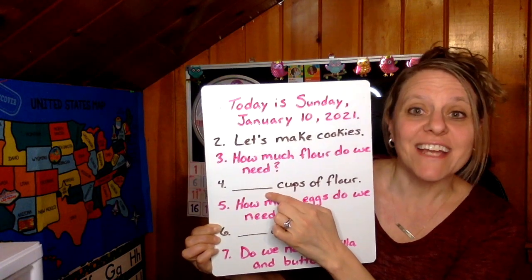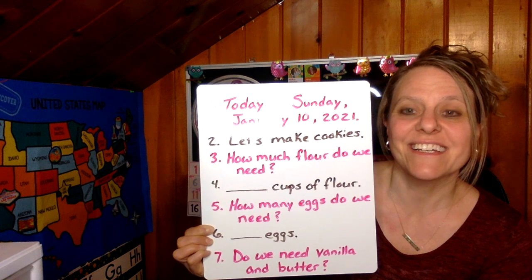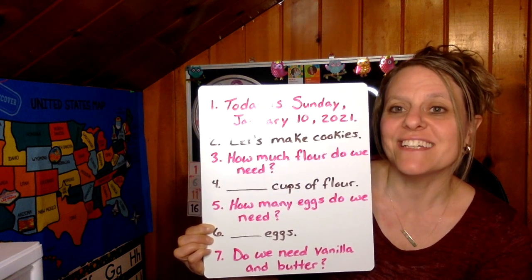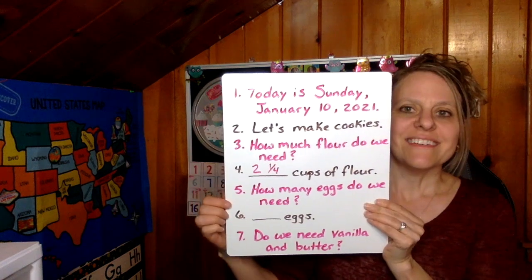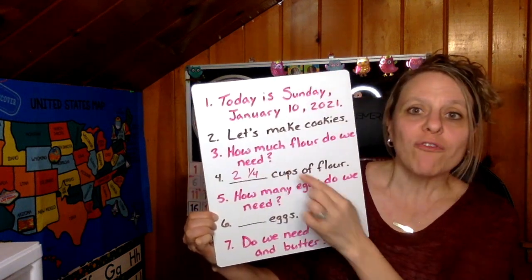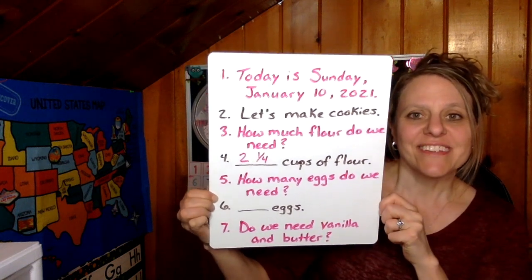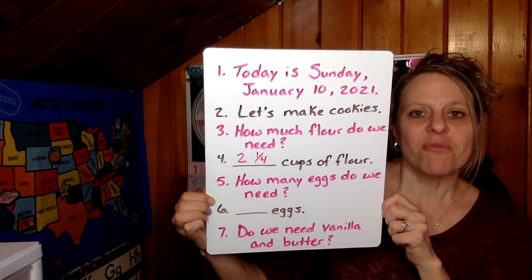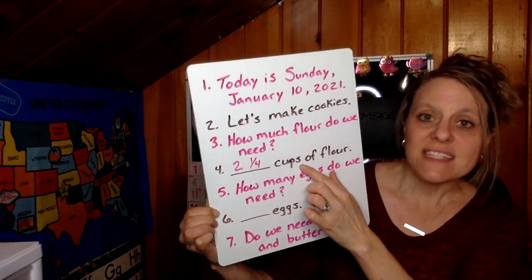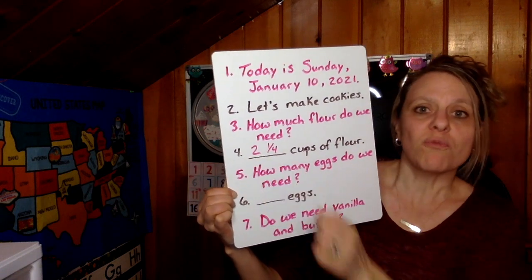What did you write for number 4? Did you fill in the blank? How many cups of flour did you see in the recipe? Did you write 2 1/4 cups of flour? 2 1/4 cups of flour. Cups has an S because it is more than 1 cup.